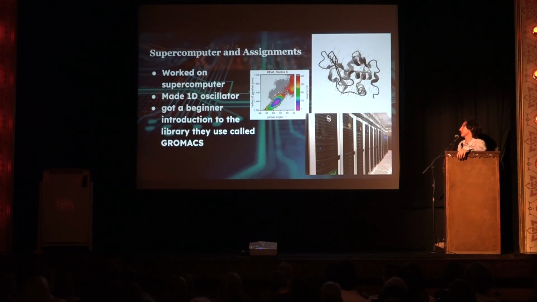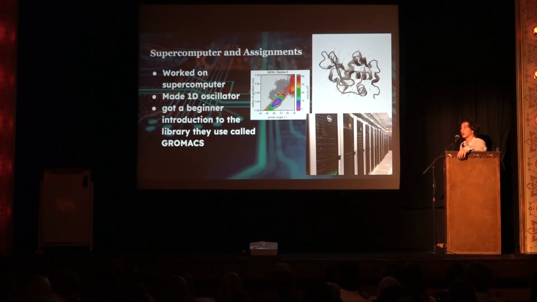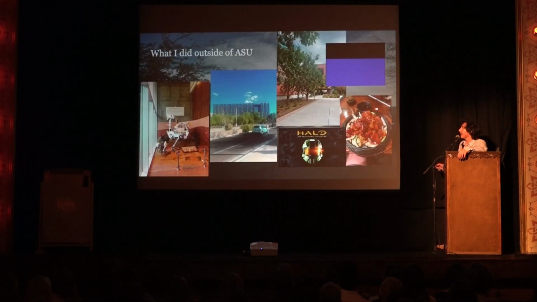I was able to work on the supercomputer at ASU. I didn't actually take this photo, but it looks like I did because of the resolution on it. But yeah, I worked on a supercomputer for high computational rate simulations. I made a 1D oscillator, only using physics principles, so that really had my brain working. And I got a beginner introduction to the library that they use, which is called GROMACS, to create these amazing 3D animations in an OpenGL software. So yeah, thank you so much, Matthias, and the rest of the people I worked with.